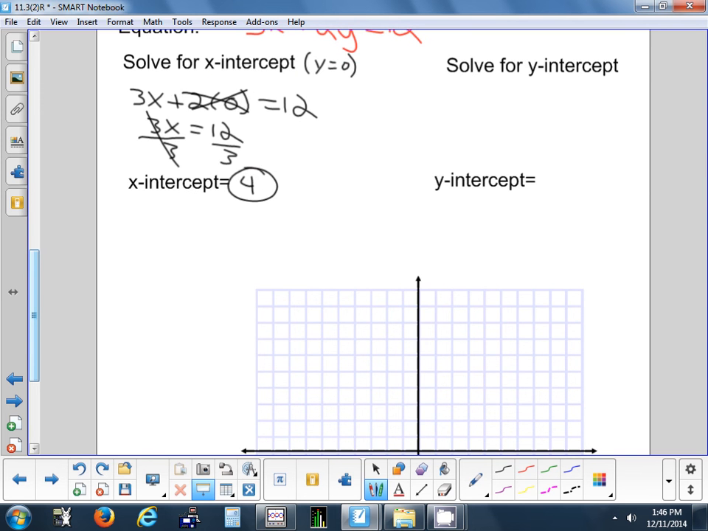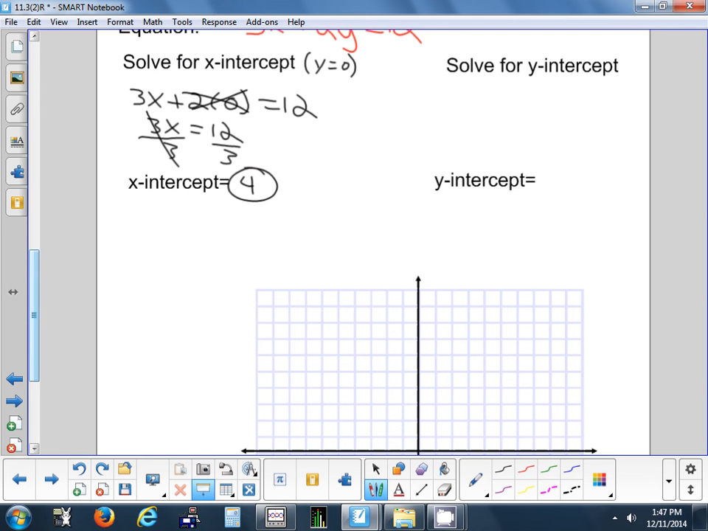Through any line, it contains at least 2 points. You have to have at least 2 for it to be a line. All right, so we got 1. We get the x-intercept. Okay. Let's find the y-intercept. How do I find the y-intercept?